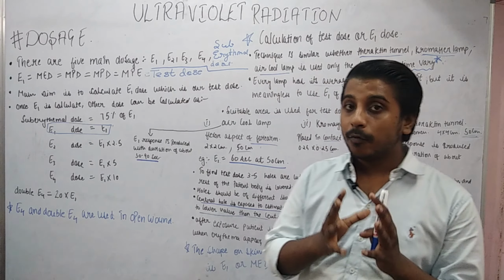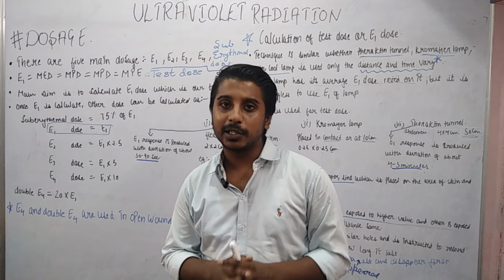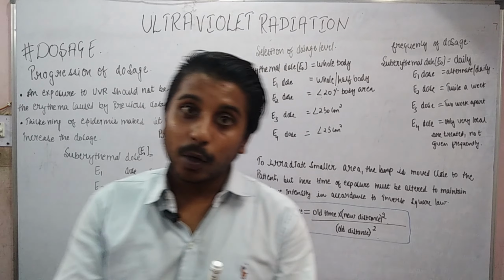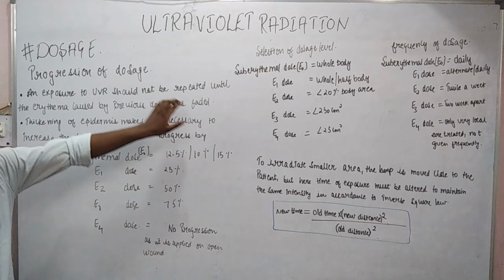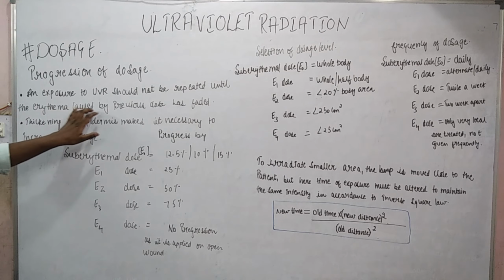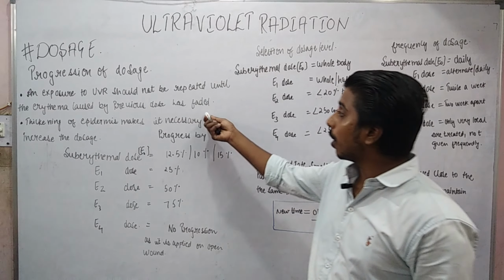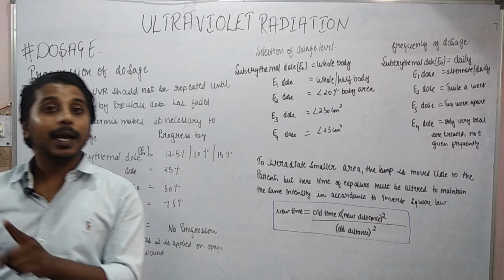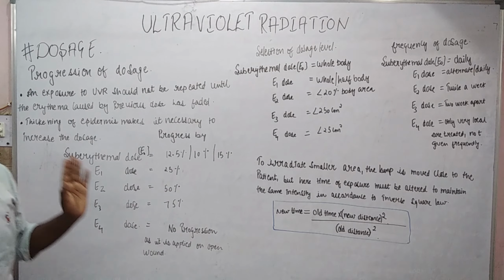Now we will move toward the progression. How do we do the progression in UV radiation? Now we will study the progression of the UV radiation dosage. Exposure to the UVR should not be repeated until the erythema caused by the previous irradiation has faded. Once we apply UVR to a patient, we cannot apply it again until the erythema due to the previous application has gone.